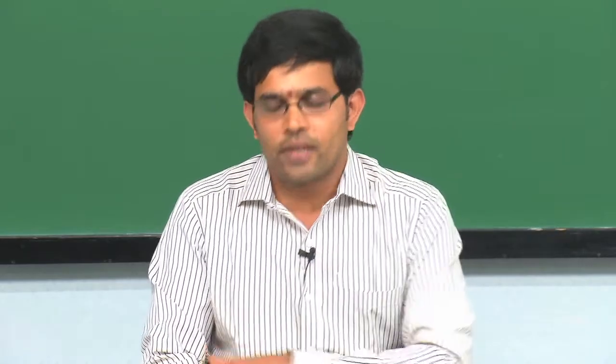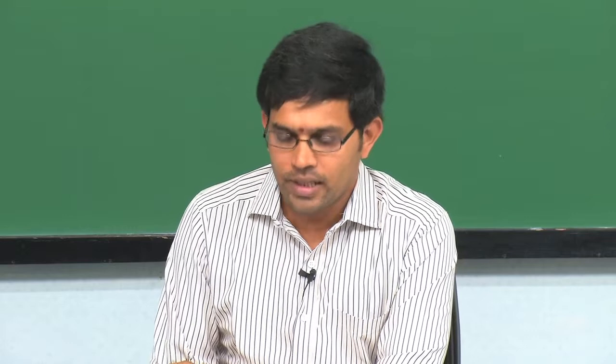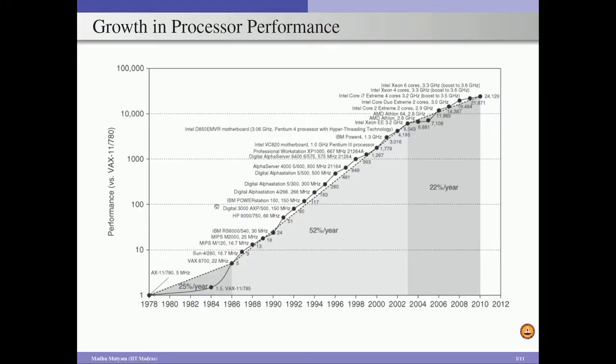In the last module, we discussed the layered view of computer design as well as the overview of the computer architecture course. In this module, we look at the quantitative principles of computer design. Before discussing the principles of computer design, let us spend a few minutes looking at the growth in processor performance in the last 4 decades. This graph shows the growth in processor performance starting from 1978 all the way up to 2010. The x-axis shows the timeline and the y-axis is the performance with respect to the VAX 11/780 machine.